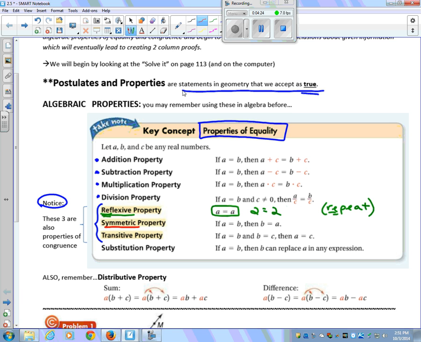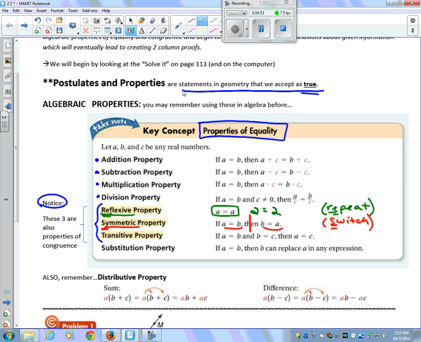The next one is the symmetric property of equality. Sort of sounds like symmetry. Basically, this says you can switch. If A equals B, then B equals A. It's sort of symmetrical. If we draw a line of symmetry down the middle, right? A equals B, B equals A. I like to think of the word switch. Switch the order. S of switch is like S of symmetry, symmetric.